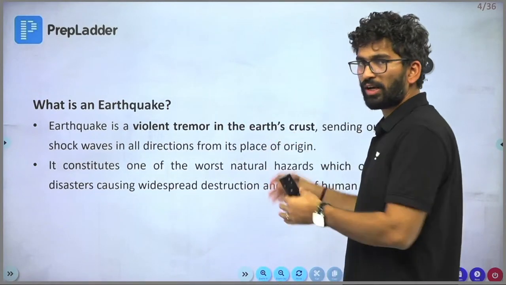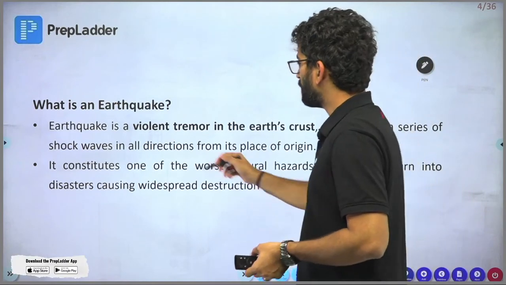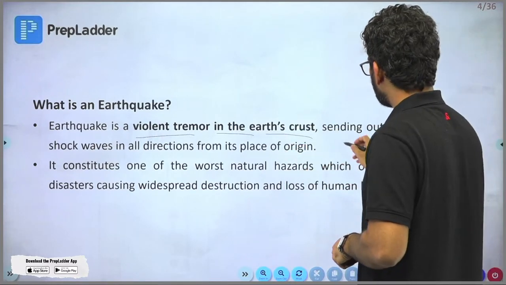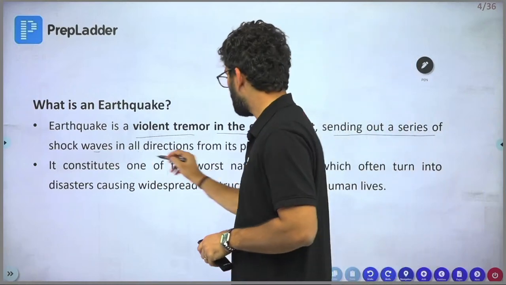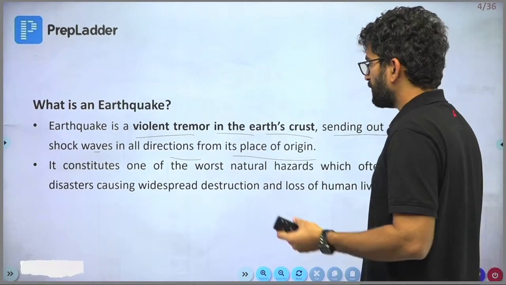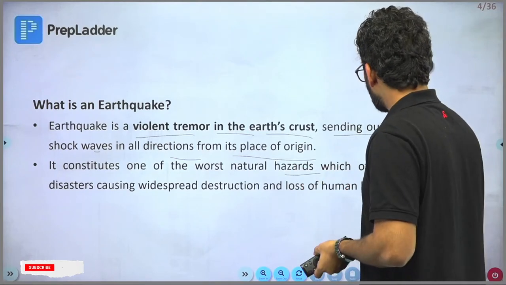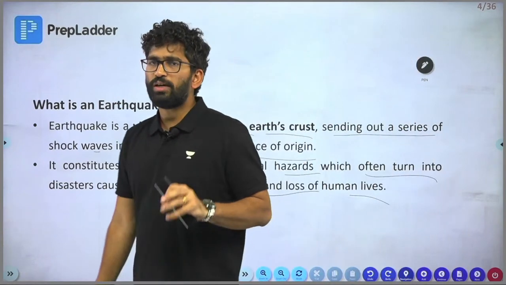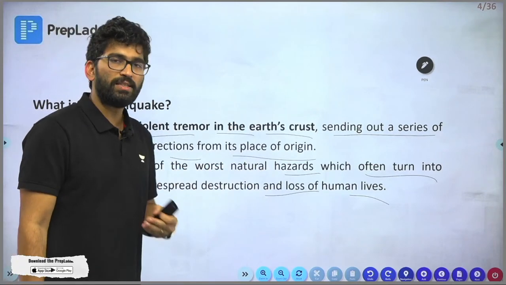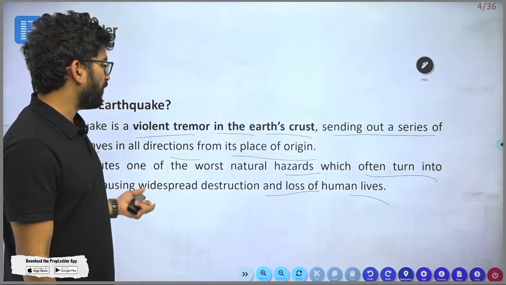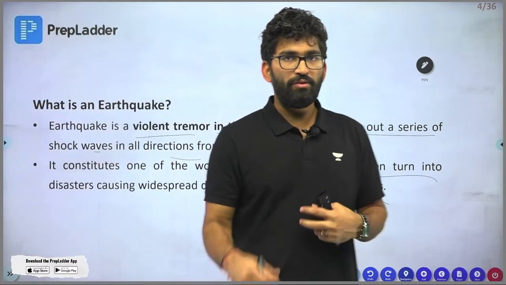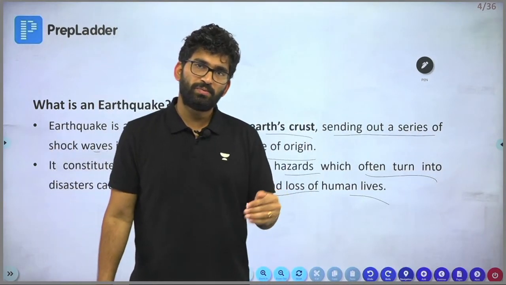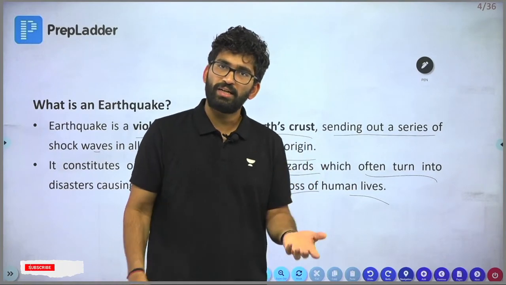Okay, alright. So let's see what definition we have written over here. Earthquake is a violent tremor in the earth's crust, sending out a series of shock waves in all directions from its place of origin. It constitutes one of the worst natural hazards, which often turn into disaster causing widespread destruction and loss of human lives. Here they are focused more on how the hazards will occur, how it will result, what are the consequences of the earthquake. While in the definition we discussed, we focused more on earthquake being a perceptible shaking caused by body waves and ultimately the surface waves.